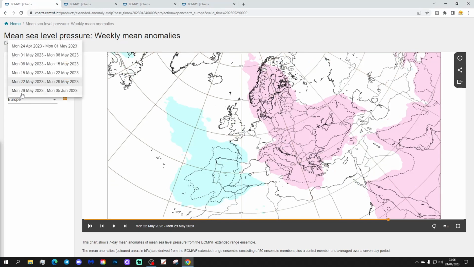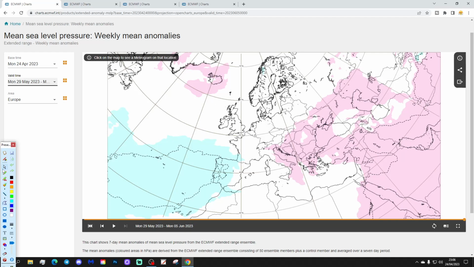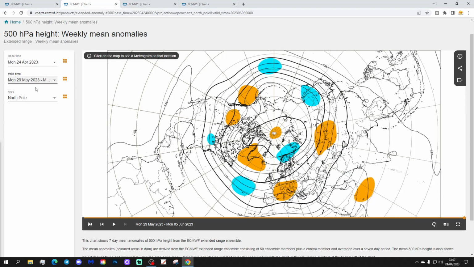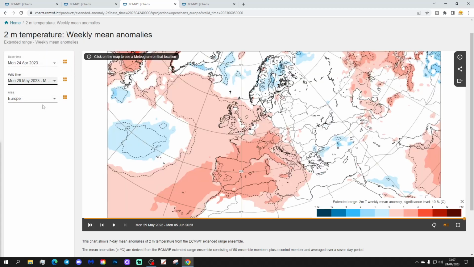And then week 6 will be the 29th of May to the 5th of June. More changes, some high pressure up towards Iceland, high pressure in the east and southeast part of Europe, and low pressure again out in the Atlantic to the west of Spain and Portugal. 500 millibar height anomalies are looking like this. High pressure across the central part of the Med, low pressure in the Atlantic, and some high pressure up towards Greenland and Iceland as well. Quite a complicated pattern.